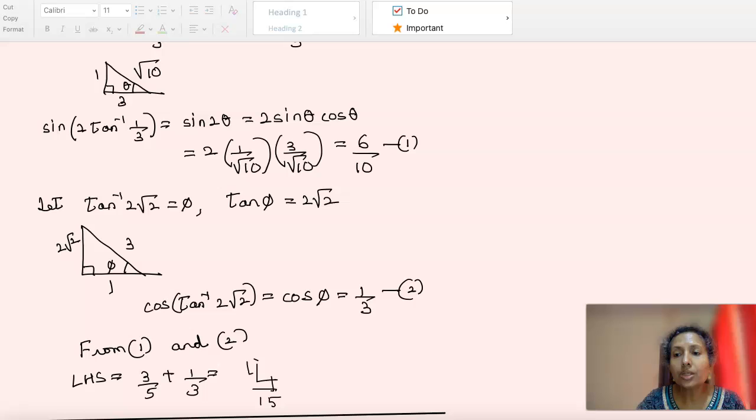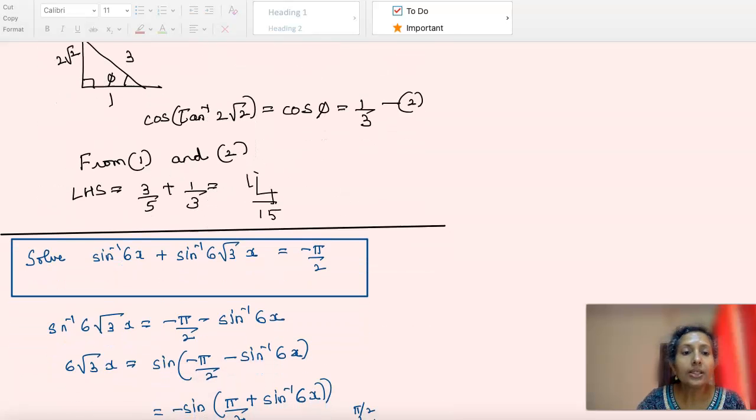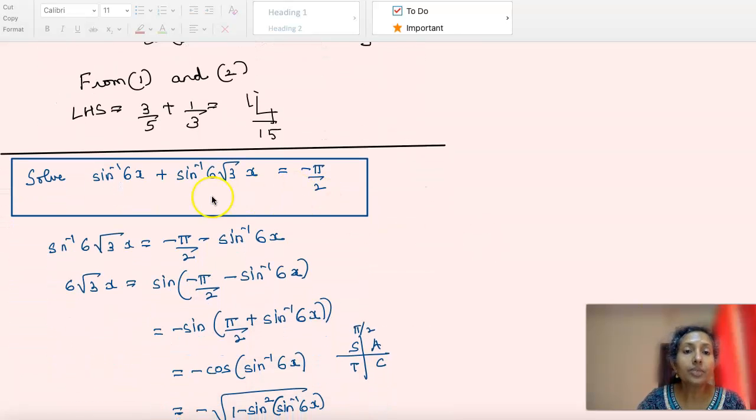Now we come to the last problem in this, and that is: solve sine inverse 6x plus sine inverse 6 root 3x is minus pi by 2. Solving means you have to find x. Solving ka matlab kya hota hai? X dhoondna hai. So we can write sin inverse 6 root 3x is minus pi by 2 minus sin inverse 6x. Take sin inverse to the other side. So you get 6 root 3x is sine of minus pi by 2 minus sin inverse 6x.